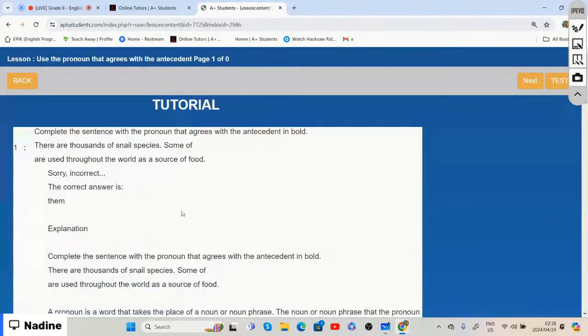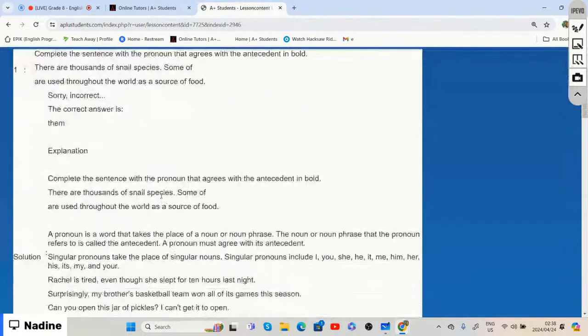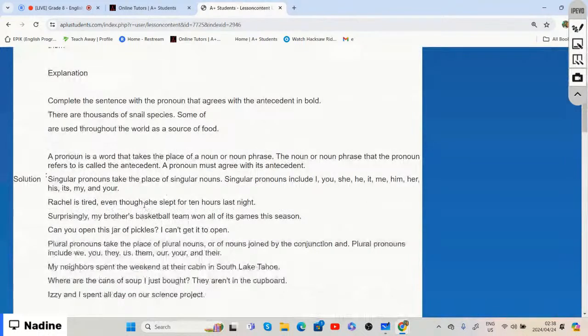All right, so now we're going to use the pronoun that agrees with the antecedent. We said a pronoun is a word that takes the place of a noun or noun phrase, and the noun or noun phrase that the pronoun refers to is called an antecedent, and the pronoun must agree with the antecedent. We have singular pronouns that take the place of a singular noun, and singular pronouns are words like I, you, she, he, it, me, him, her, his, its, my, and your. Those are singular pronouns.